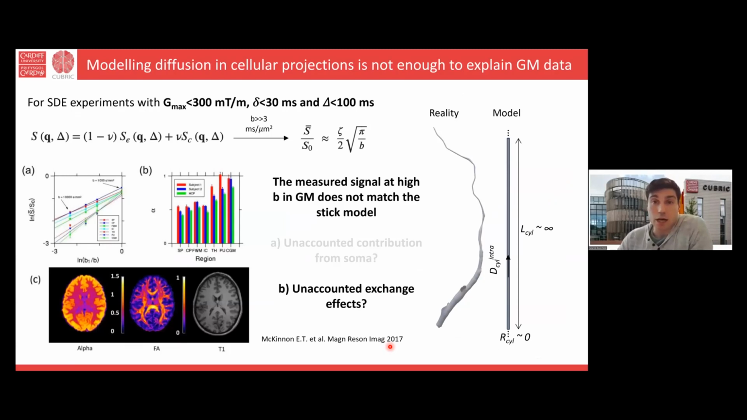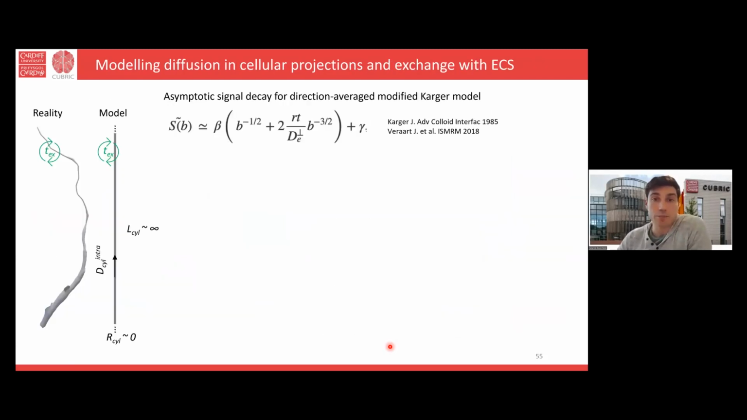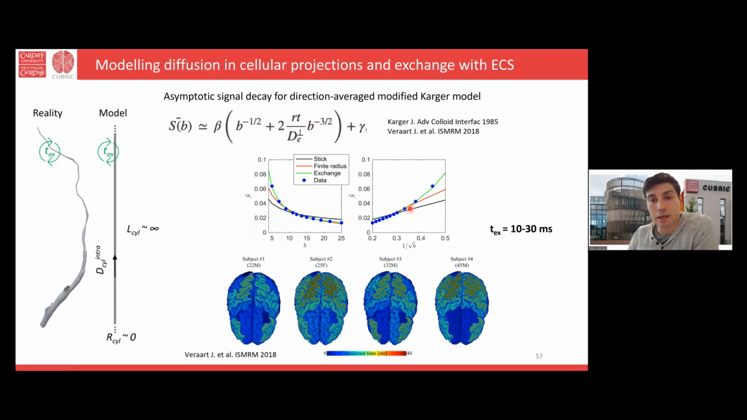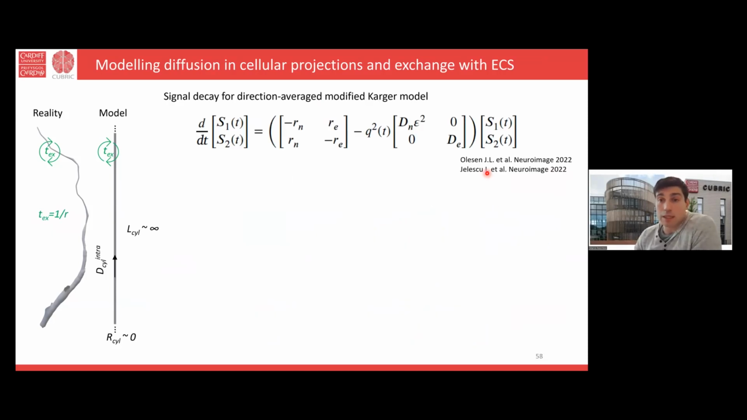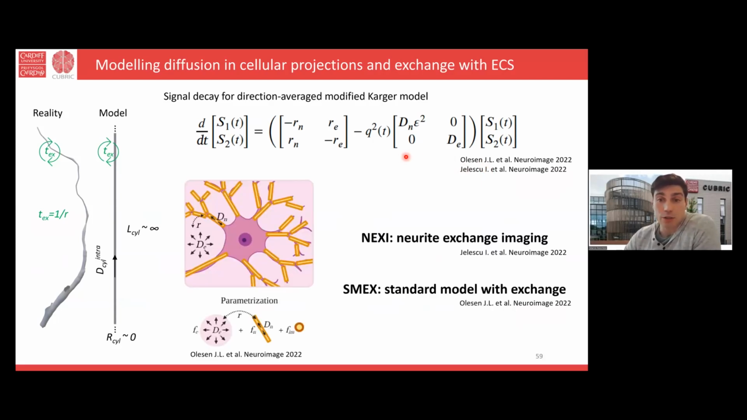Finally, the exchange hypothesis was initially proposed by Berard in an ISMRM abstract in 2018. They proposed a modification of the stick model, which includes the possibility of exchange between the sticks and the extracellular space. They showed that this was able to characterize the breaking of the functional form at high b-value and obtain a first estimate of exchange time in the gray matter on the order of 10 to 30 milliseconds. Follow-up works by Olesen and Jelescu extended that framework into what are called the NEXI and SMEX models.